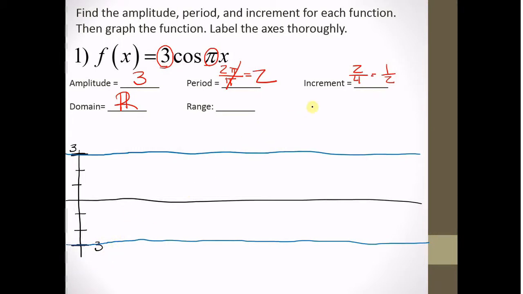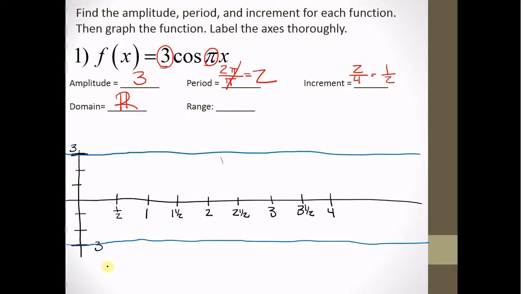So my increment was 1/2. So 1/2, next increment, 1/2 plus 1/2 is a 1. I'm going to 1.5 there, 2 here, 2.5 here, 3 here, 3.5, and 4. Notice I have covered 2 full periods already, so I do not need to graph further.